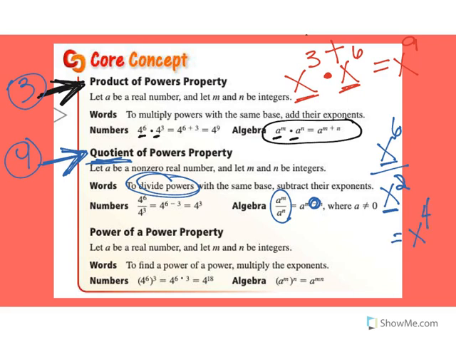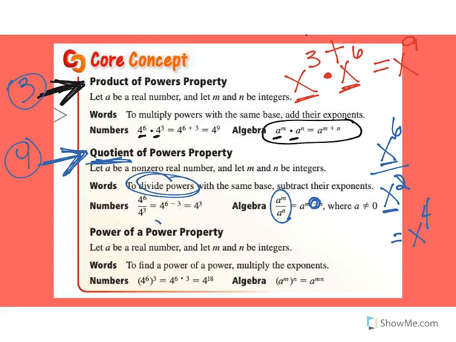When we're doing this, because we're subtracting, we could end up with negative exponents, and then you have to go back to that rule that we learned in the last video about negative exponents. We'll have an example of that though.